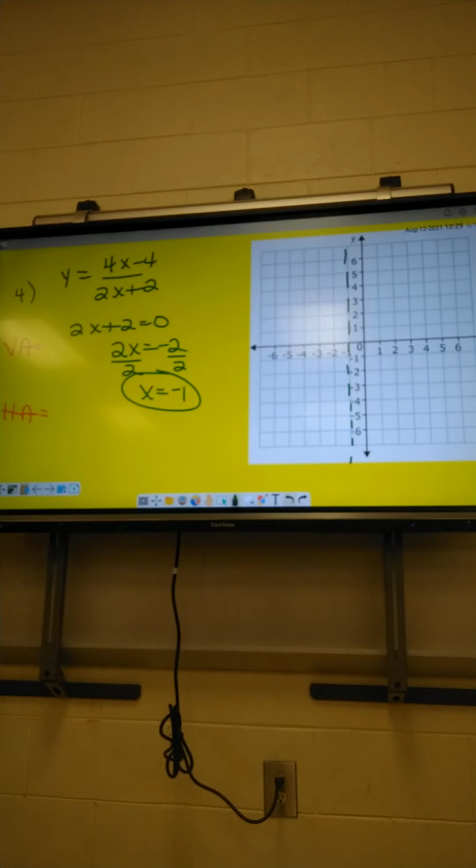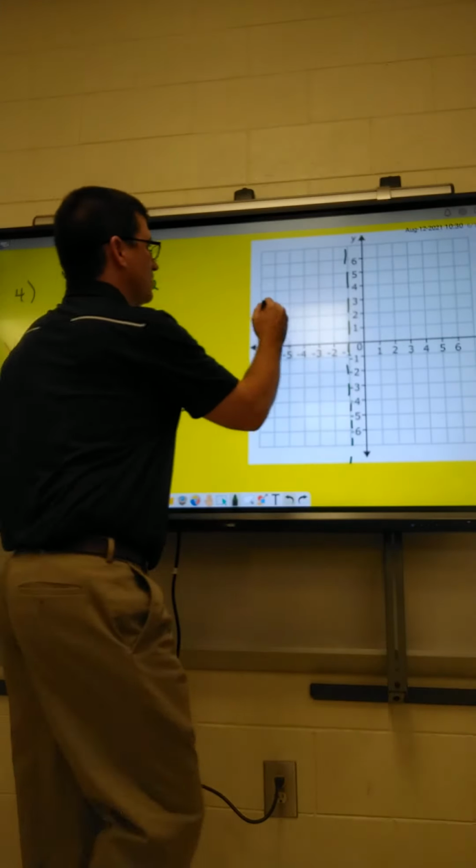All right, here we go. On the last problem we did, problem number 1, how did we find the HA? We looked at the exponents. Remember, I got an x to the 1 there and an x to the 1 there. What are we supposed to do when those exponents are equal? Just divide the numbers. 4 divided by 2, I got 2. Y equals 2, right here.